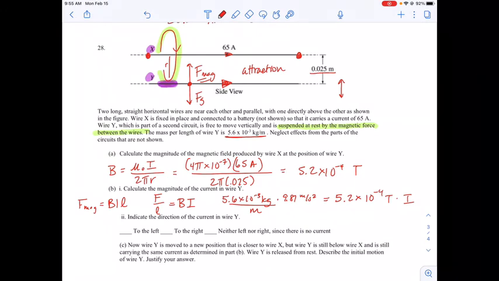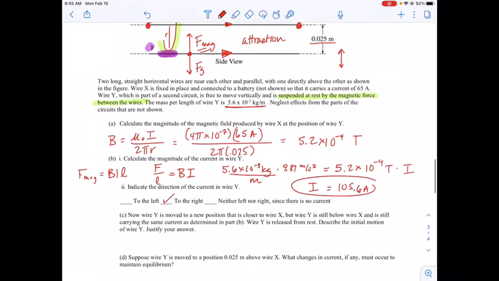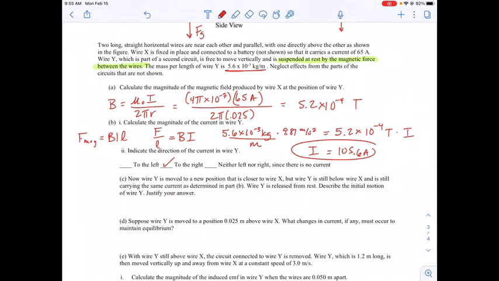And I'd be looking for the current. So now this is something that I can solve, and when I solve it, I get quite a large current. It's 105.6 amps. All right, for part 2, indicate the direction of the current in wire Y. It's definitely to the right because the wires are attracting.